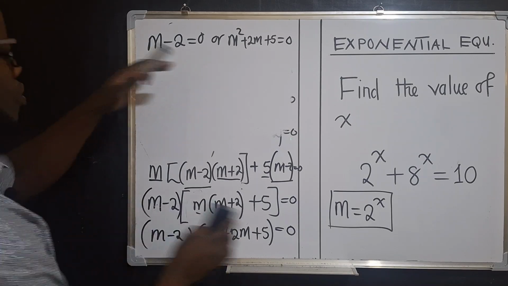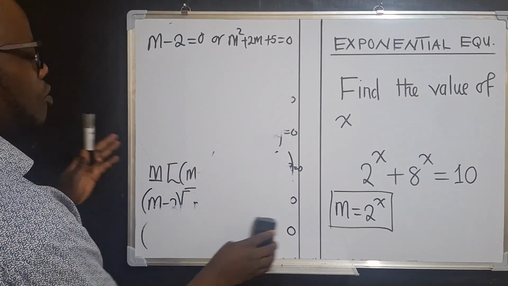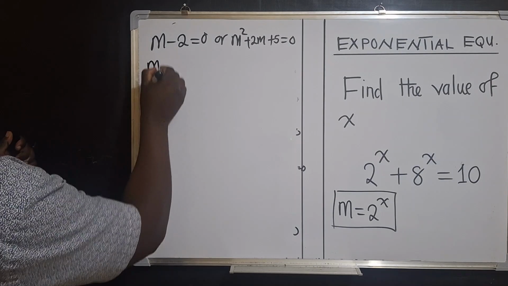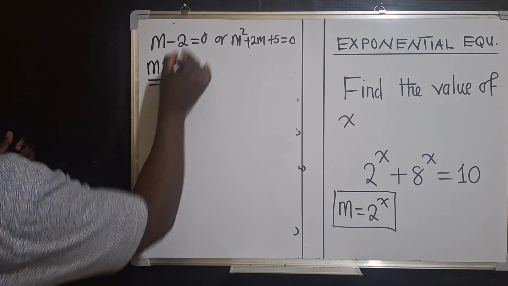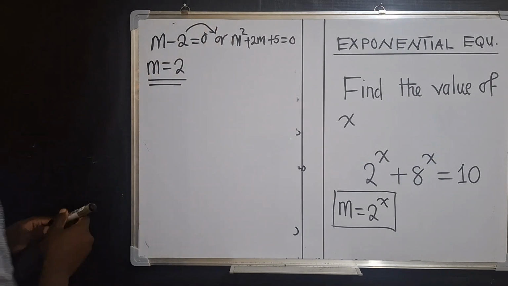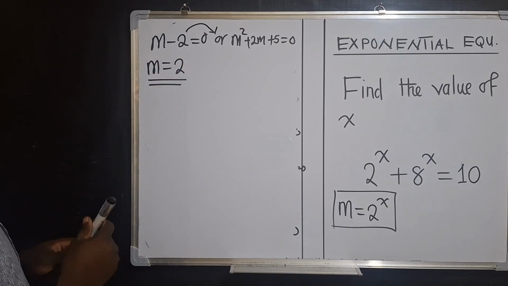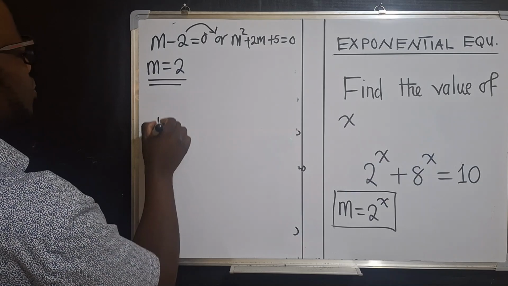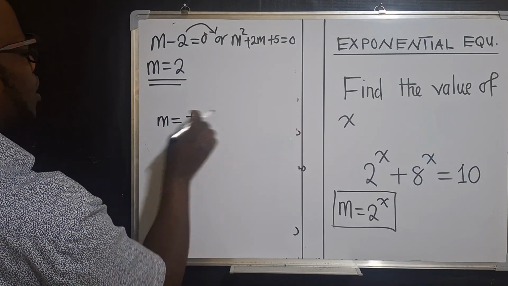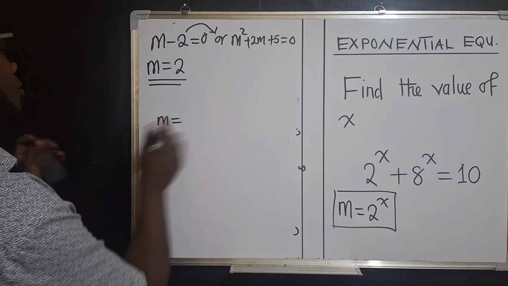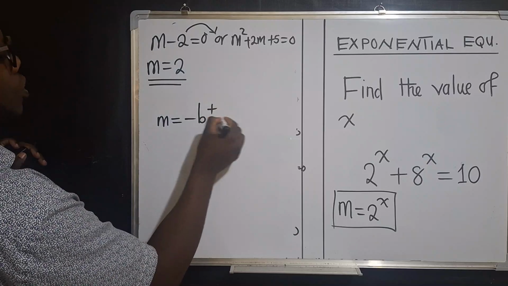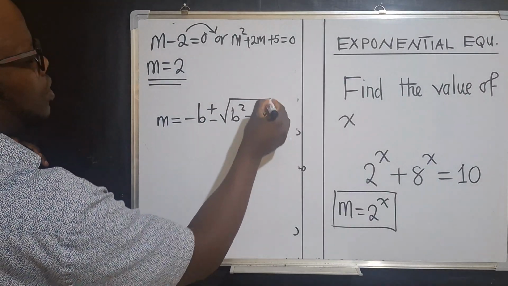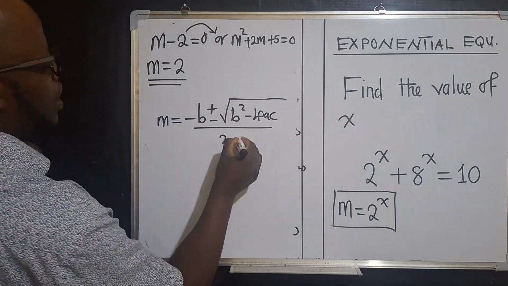So now we solve these two. We find the value of m. So finding the value of m here, we're going to say m is equal to 2. For this one, this 2 comes this side. So it was negative, it's now positive. This is one of the m values. And then for this one, we are going to say m is equal to negative b plus or minus square root of b squared minus 4ac, over 2a.